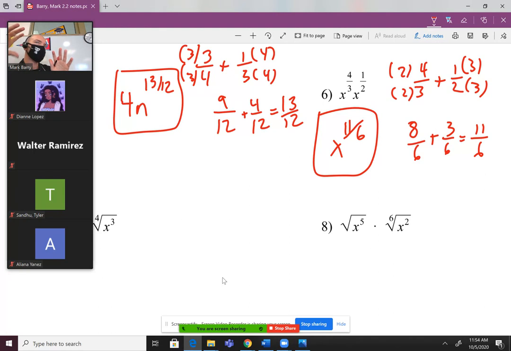It's actually not a lot, though. So the only difference with number 7 and 8 is that the questions are given to you as radicals, okay? So what I said at the top of this page of notes was that whenever this happens, I would say your first step would be to change it to the fractional exponents, okay? Once we do that, then it just turns into like number 5 or 6, okay?